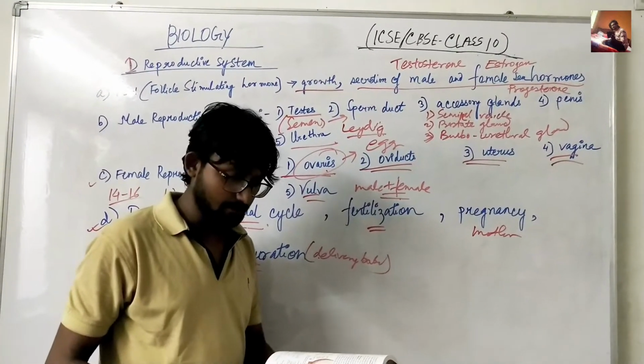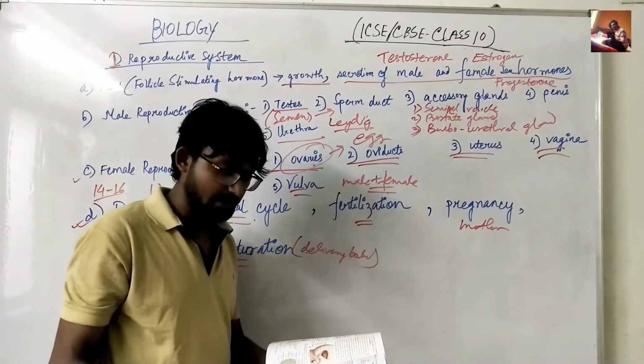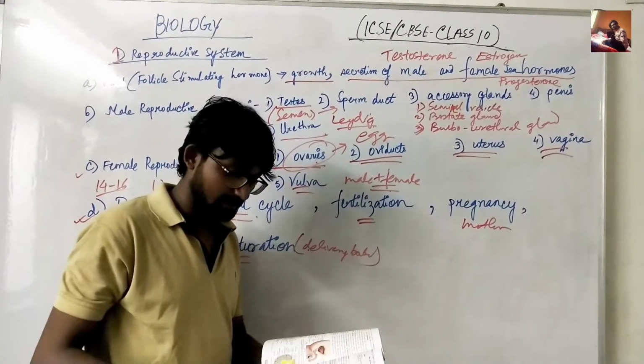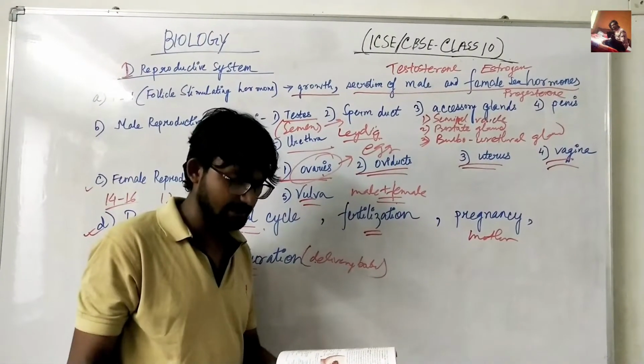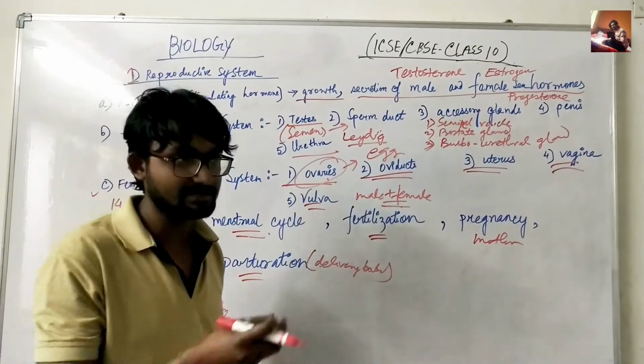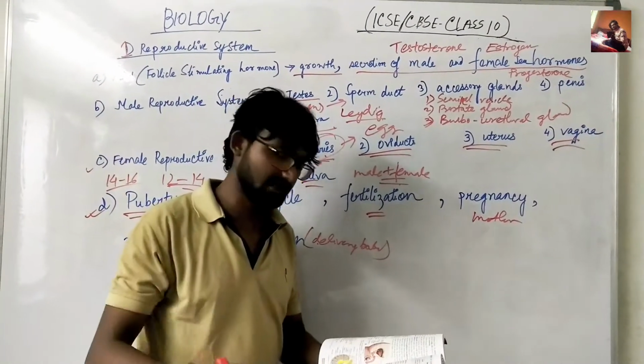Then you need to know what the accessory glands are. As I've told you, there are many. One is the seminal vesicle. It is a gland located under the urinary bladder and the rectum. It produces a secretion that helps in the transportation of sperm. It makes the pathway much easier for the sperm to move. It just secretes a secretion.